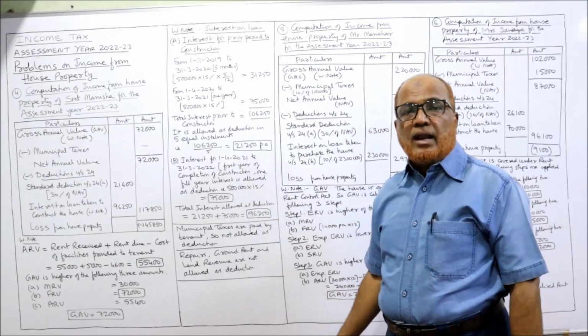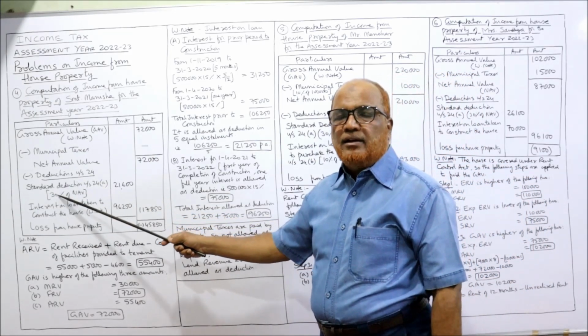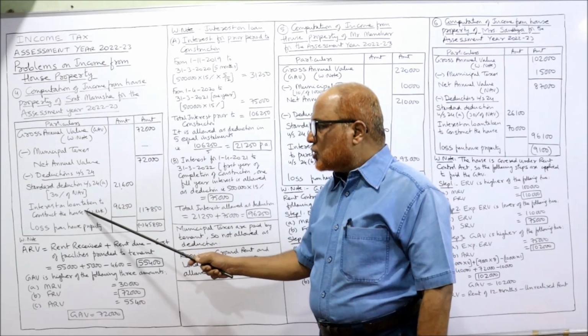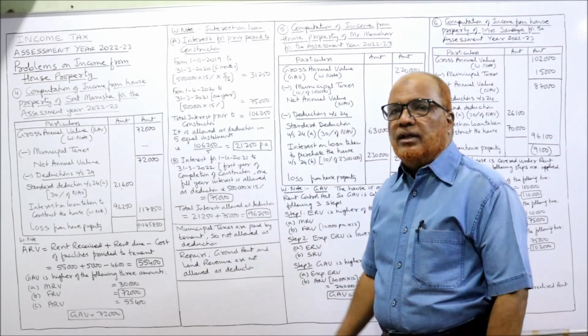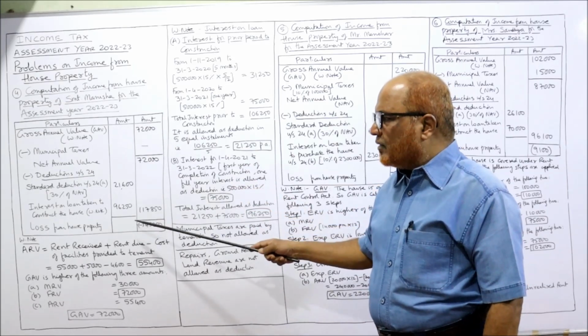In the working note, you should write down: net annual value. Deductions under section 24: standard deduction under section 24(a), 30% of NAV. Then interest on loan taken to construct the house. In the whole problem, the difficult point is this one only. Interest on loan taken to construct the house. Remaining parts are very same.